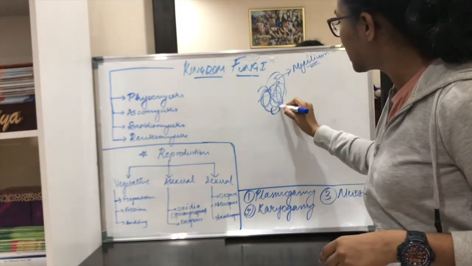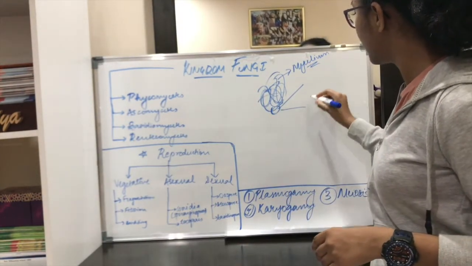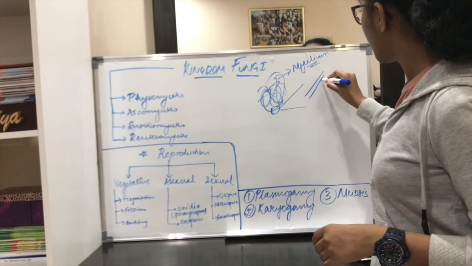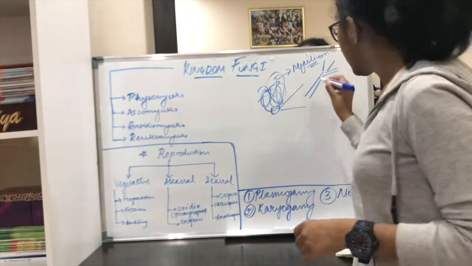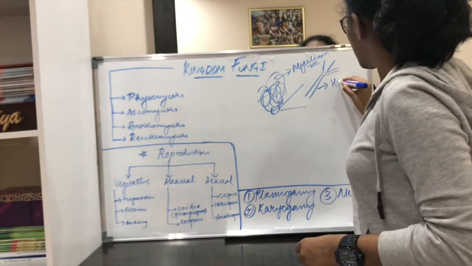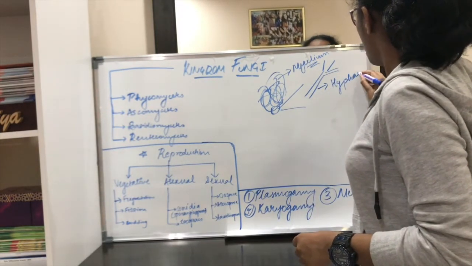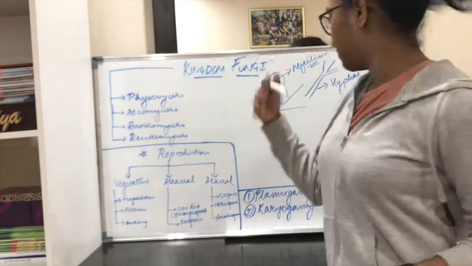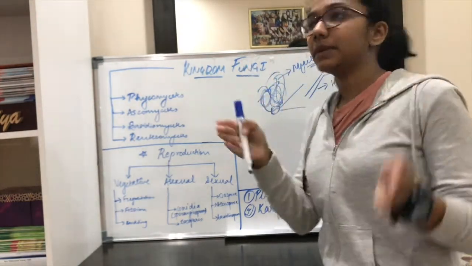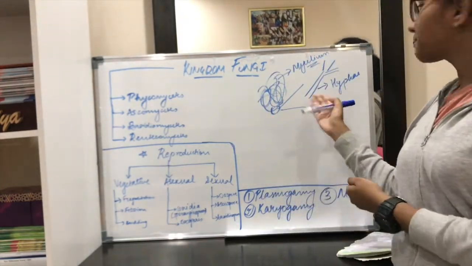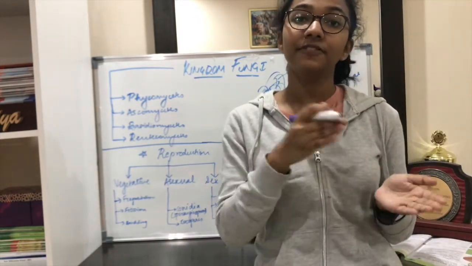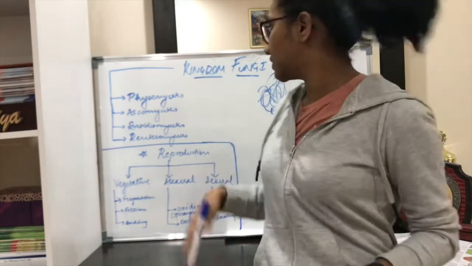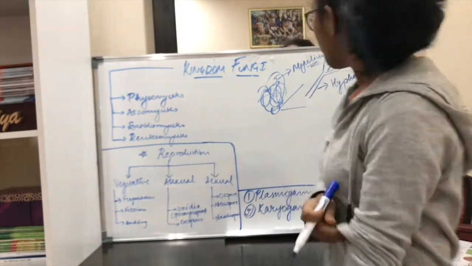Now if I zoom this part in, I find a tubular structure here. Okay, this tubular structure is called hyphae. Matlab fungi is made up of mycelium. Mycelium is made up of hyphae, okay? And depending on the hyphae, we can divide fungi into their different classes which I've given here, okay?